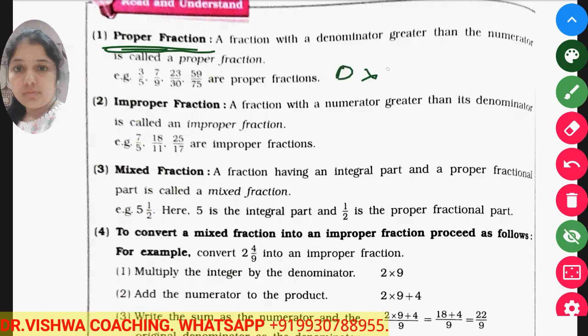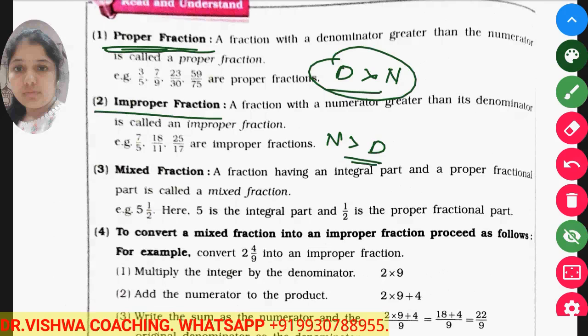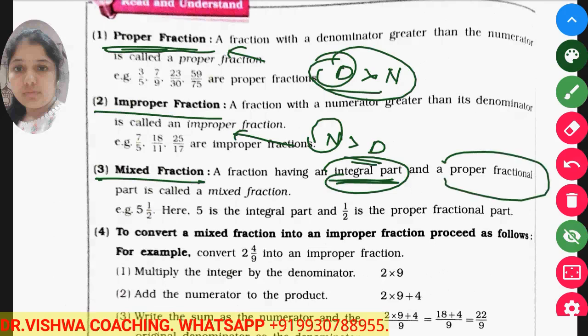A fraction whose denominator is greater than its numerator is known as a proper fraction. The fraction whose numerator is greater than its denominator is known as an improper fraction. So denominator greater, proper; numerator greater, improper. Now mixed fraction. A mixed fraction has two parts, an integral part and a proper fractional part, where the denominator is greater than the numerator.